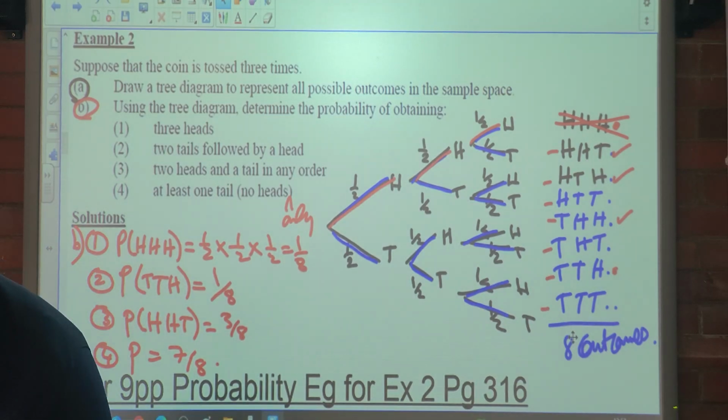Any confusion there? For homework, I would like you guys to do exercise 2, please, the following, which is on page 316.